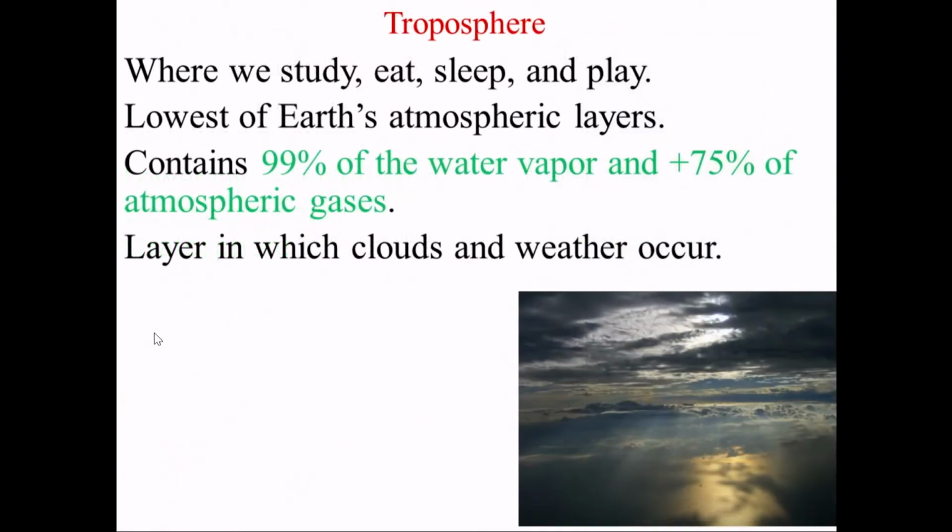So the first of the lower layers is the troposphere. The troposphere is where you live, eat, sleep, and play. All life, or all complex life, lives in the troposphere. It also contains most of Earth's water vapor and most of Earth's gases as well. All weather and clouds usually occur in the troposphere as well.